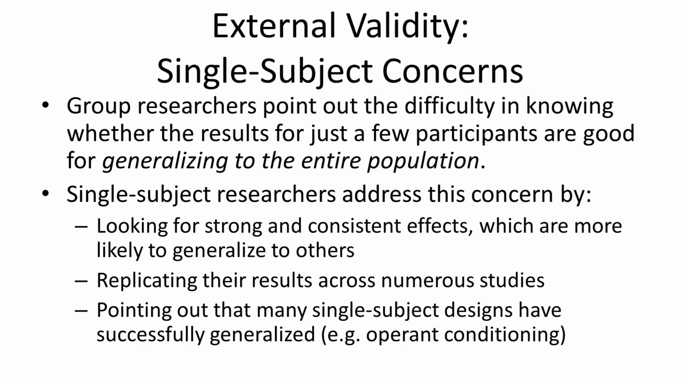And they can also point out that a lot of single subject designs have been successfully generalized in the past. Like, think about operant conditioning. People like B.F. Skinner looked at single rats and observed the behavior of single rats, and were able to then generalize that single individual's behavior to other rats and even other animals and even humans. So we have done this kind of generalization from a single subject before. It's just perhaps not as common as you might think.